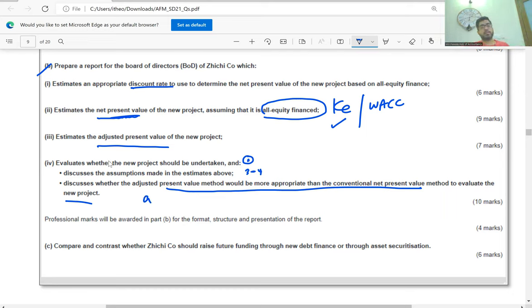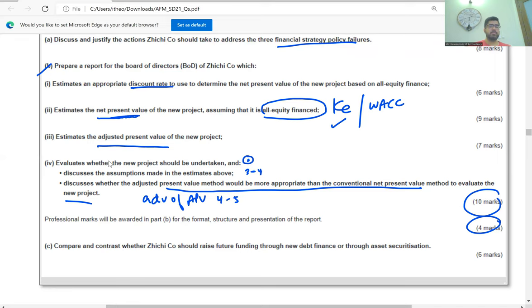Why? Advantages of APV that were taught to you in the lecture or in the study text, you write 3-4 advantages, 4-5 marks. So these 10 marks are very easy. And then you get 4 professional marks. Okay. So whether the new project should be undertaken.